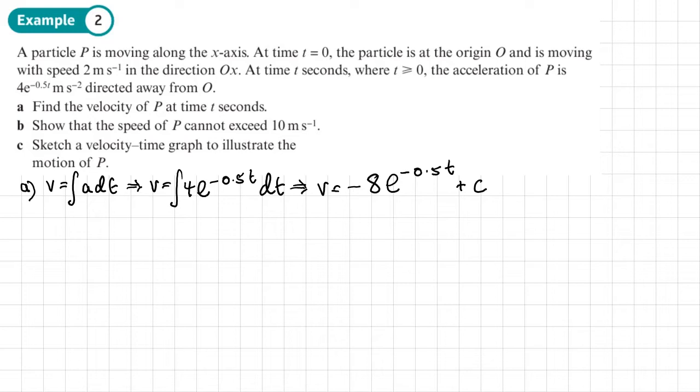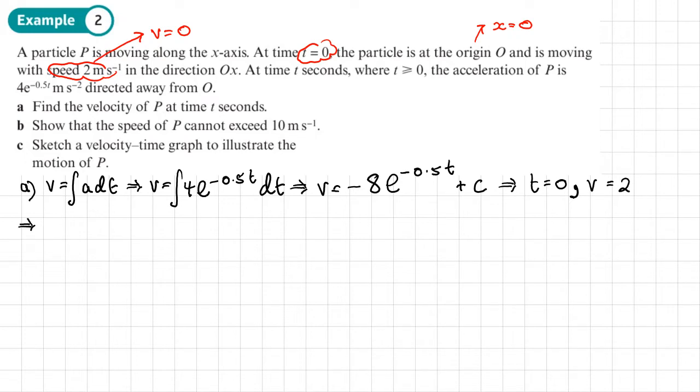Then we scan through the question to find the information. So I've got t equals 0. When t equals 0, it's at the origin, so that means x equals 0. And here it says moving with speed 2 meters per second, so that means that v equals 2. So I will substitute in t equals 0 and v equals 2. We'll do that and see what we get.